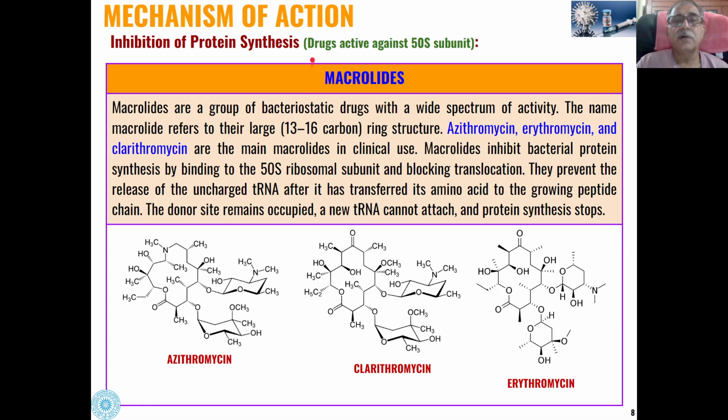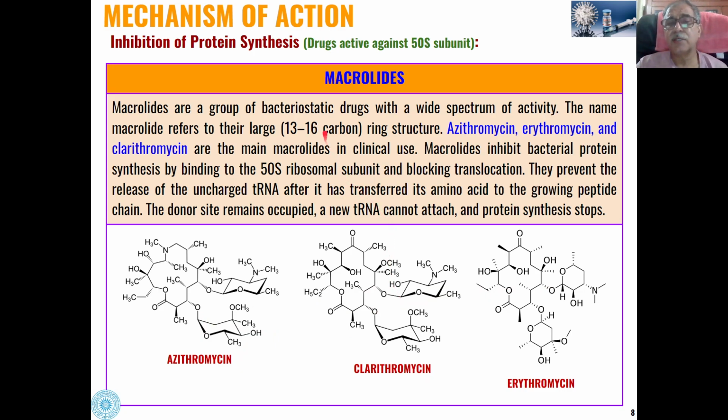Then come macrolides. Commonly used macrolides are azithromycin, clarithromycin, and erythromycin. All of these have similar structures again. The only difference is that the substitutions are different here and there. Some hydrolyzed products also show the same type of activity.